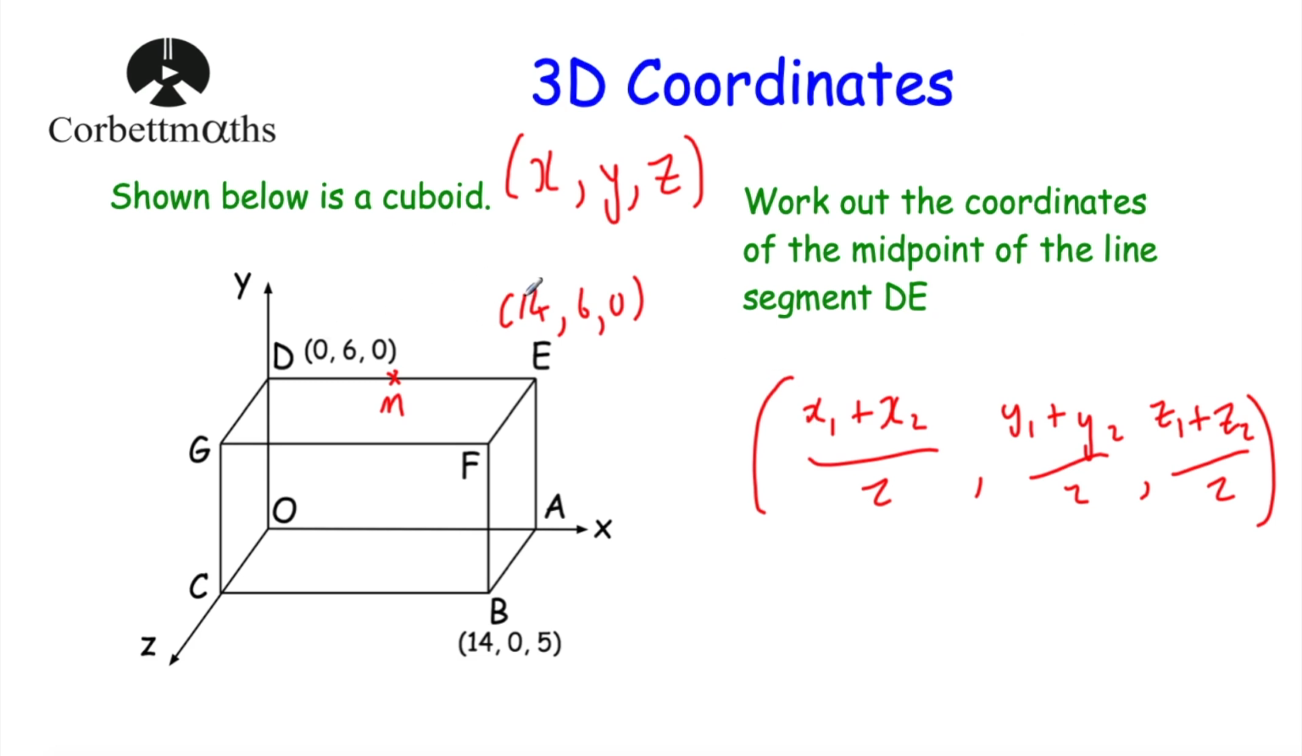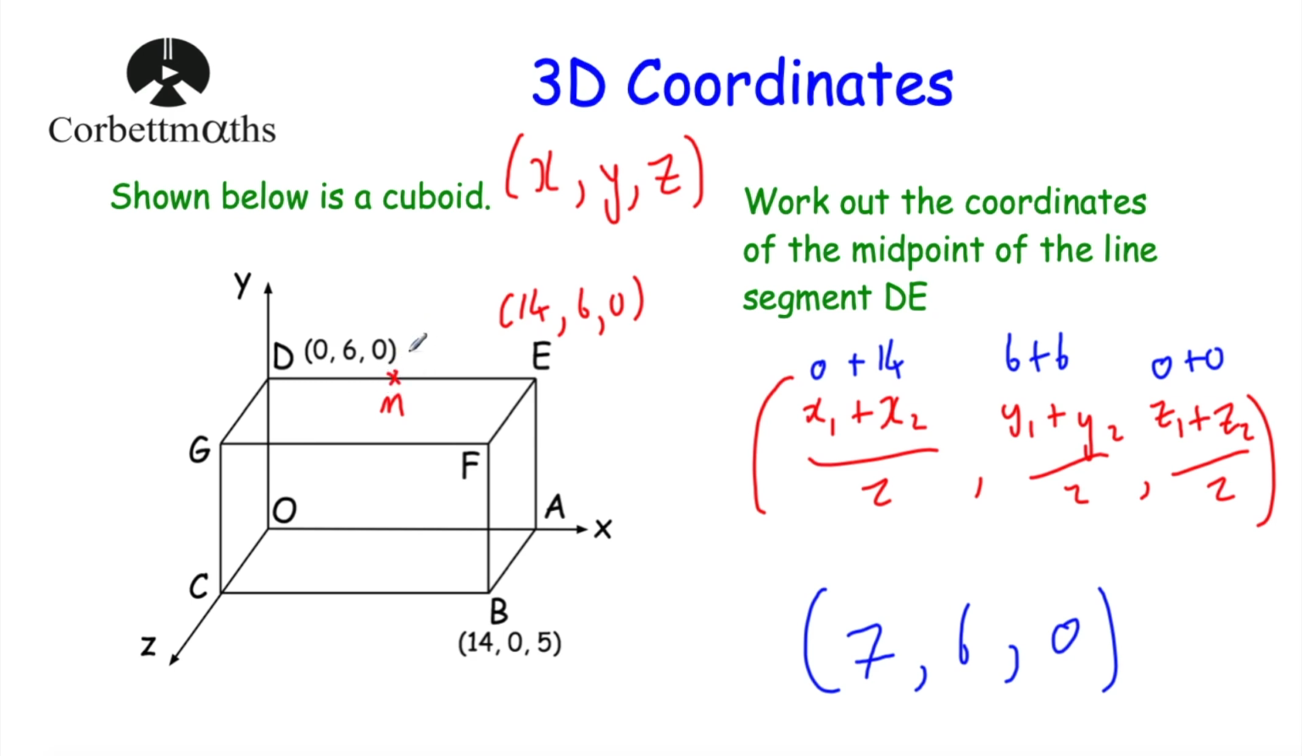So 0 plus 14 is equal to 14. Divided by 2 would be 7. So it's going to be 7. Next, the y-coordinate, well, it's 6 and 6, well, 6 plus 6, and then divided by 2 would be 6, so that's going to be 6. And then in terms of the z-coordinate, 0 plus 0 is equal to 0, divided by 2 is 0. So that means the coordinates of this point M would be 7, 6, 0.